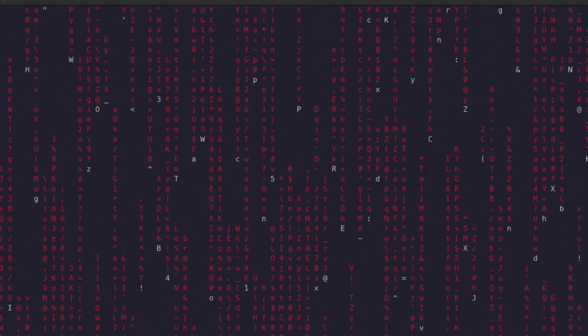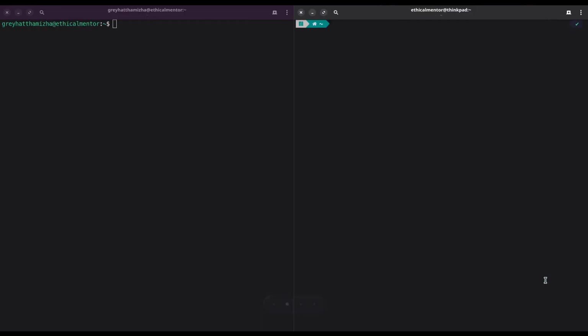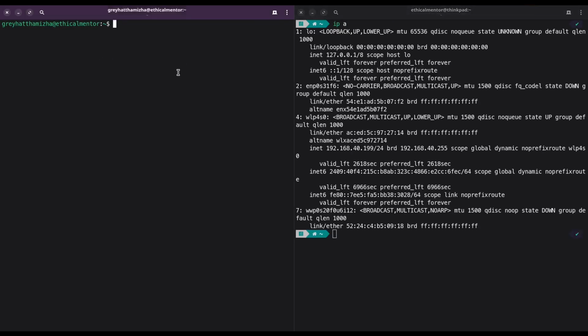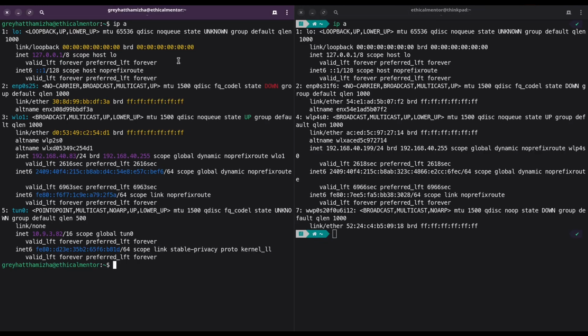We are going to look at some firewall things today. We are going to see how to block a particular protocol in the network and how to block a particular IP address in the network with a firewall.